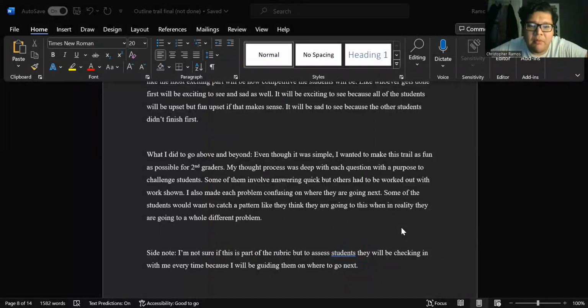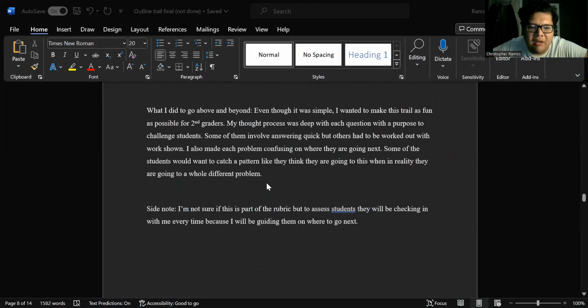I also made each problem confusing as to where they are going next, because some of the students would want to catch a pattern, like, okay, so we went here, I think we're going to go here, here, here, and they're probably going to be doing other problems that they shouldn't be doing. But in reality, they're going to a whole different problem, which I feel is something that would be kind of funny, but obviously makes it more challenging for students. So that's what I did to go above and beyond.